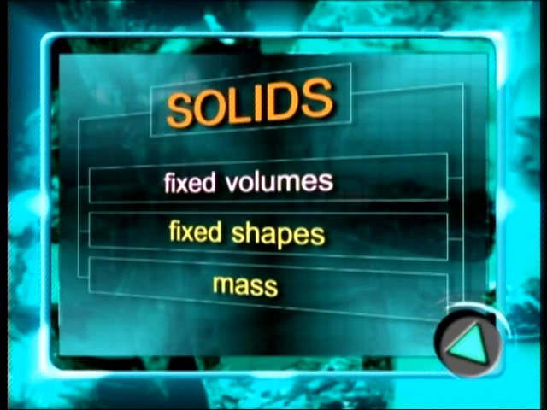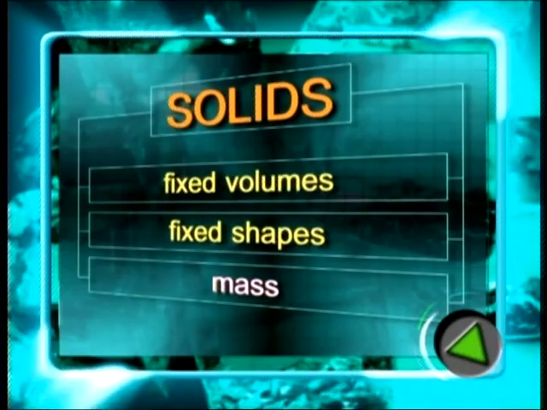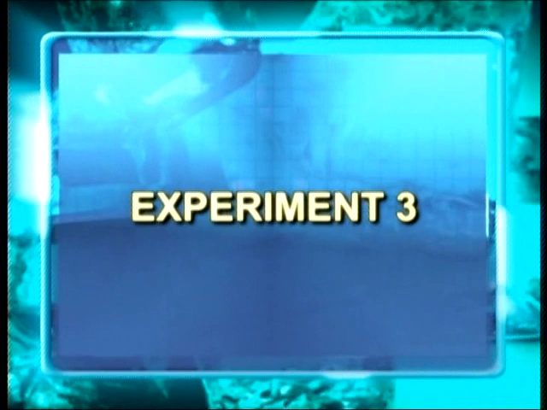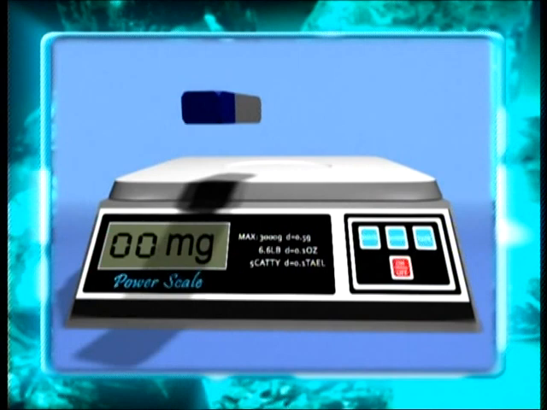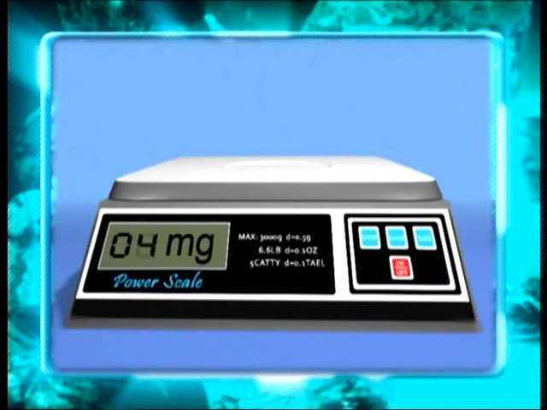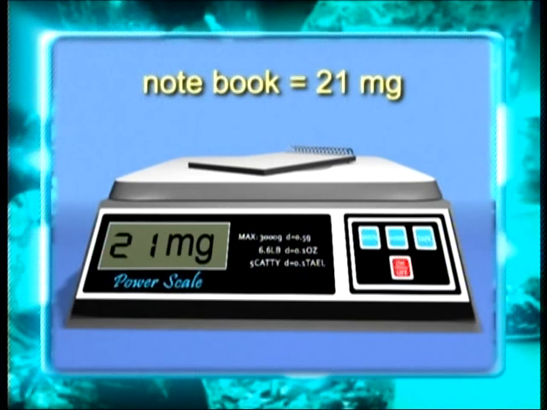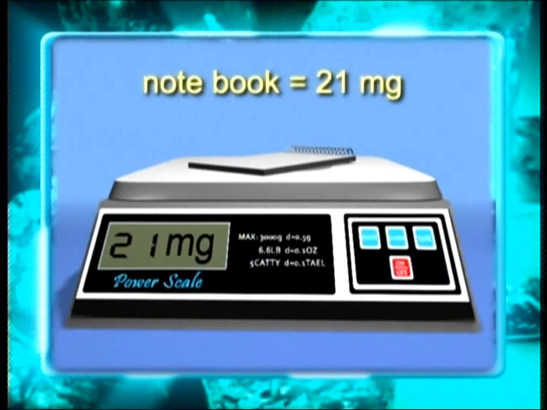This diagram shows the properties of solids. They have fixed volumes, they have fixed shapes, and they have mass. This is a scale that we will use to measure the mass of these items. Eraser, 6 milligrams, pen, 4 milligrams, paperclip, 1 milligram, and notebook, 21 milligrams. Each of these items shows that they have their own mass. This is because all solids must have mass.